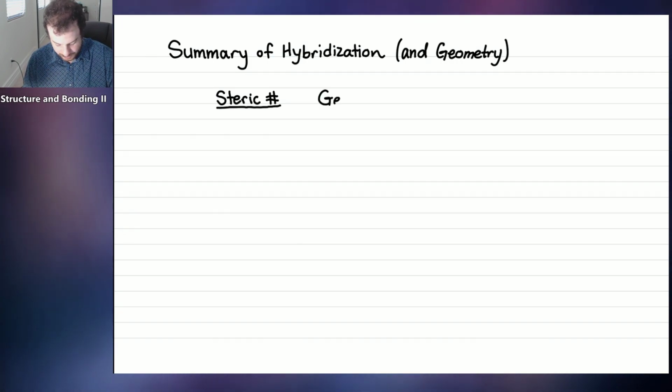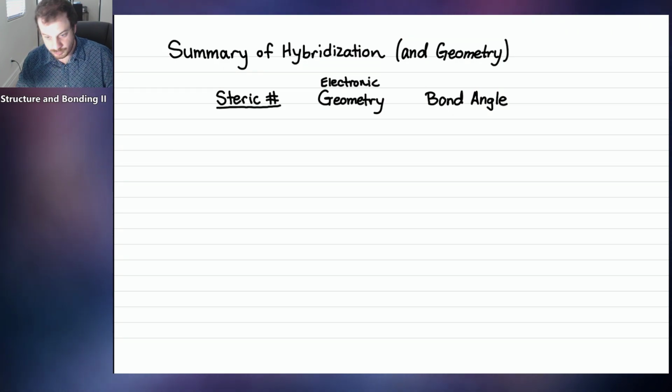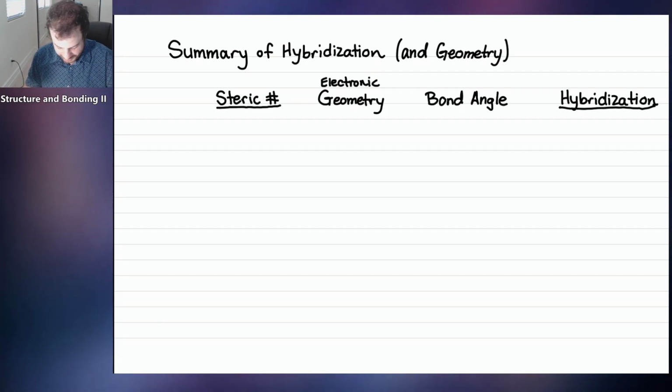Then I'm going to have a second column called geometry. And geometry means shape. I'm going to be a little bit more specific. I'm going to call this the electronic geometry, because remember, all those things we were looking at on the previous page were electrons inside of those orbitals. So it's really the electrons that are giving the shape to molecules. So it makes sense to call this electronic geometry. We'll also be able to talk about the bond angles. And finally, we can talk about the hybridization. Awesome. And I'll just underline for consistency.